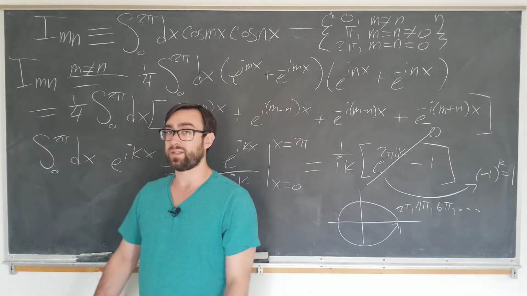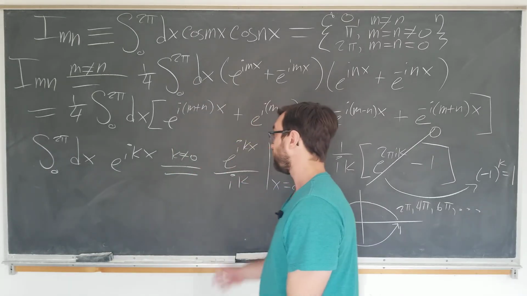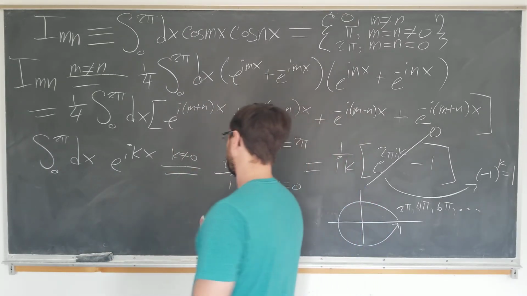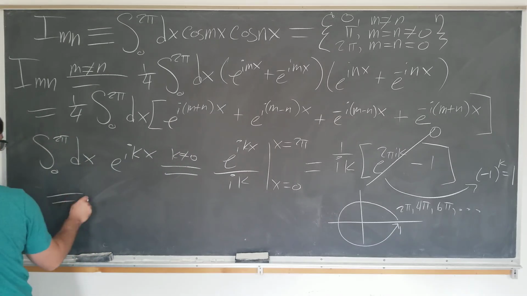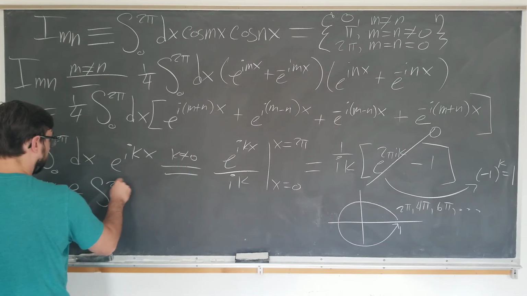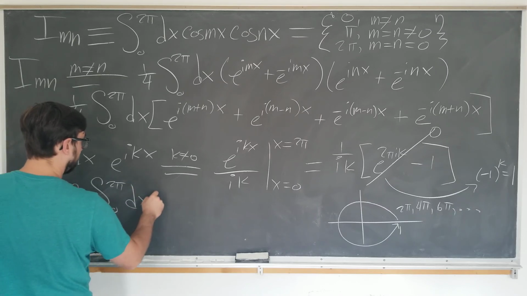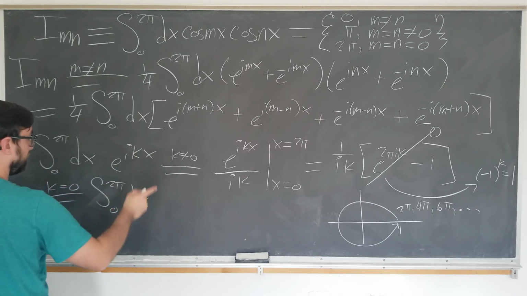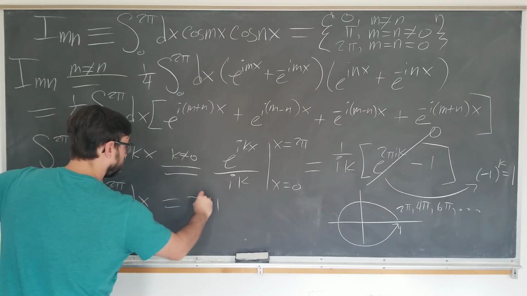And just as an aside, let's also evaluate the case where k is equal to 0. Well, that's just the integral from 0 to 2 pi with respect to x of e^(i times 0), which is 1, which is 2 pi.